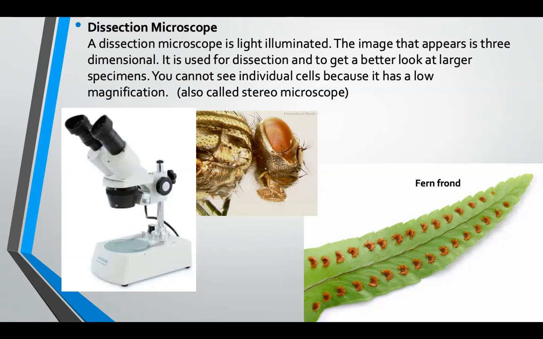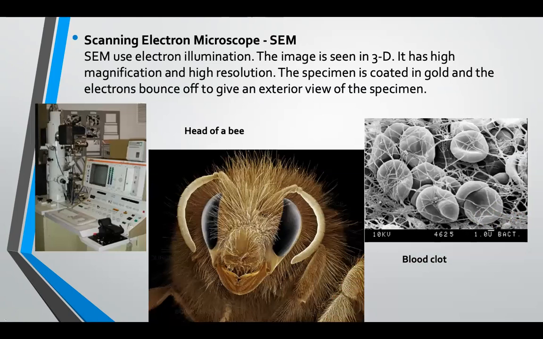It has extremely low magnification, so it's a little bit zoomed in, as you can see the head of this insect here, but it's not super zoomed in. So it helps in dissecting a specimen. So that's why we give it the name the dissection microscope.